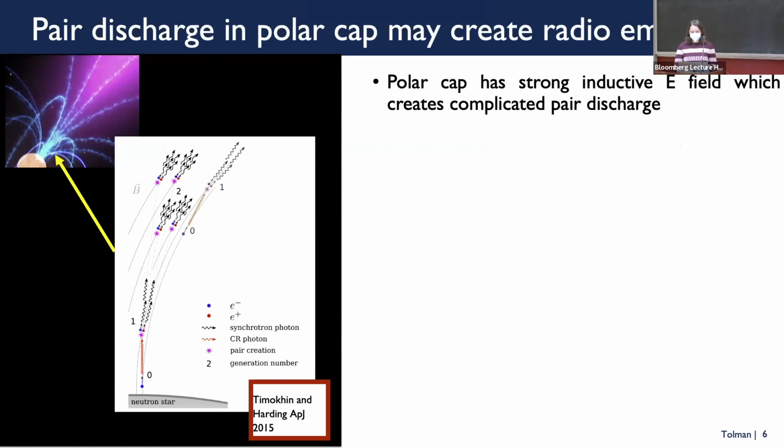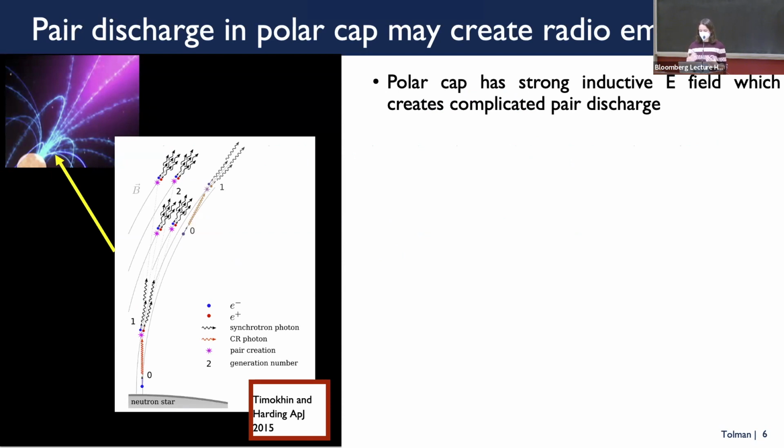All right, so to understand the nature of this radio emission, we have to zoom in on the polar cap region. And if you do that, what you find is actually somewhat complicated. So if I follow the yellow line, you find that in this polar cap of the pulsar, there's a very strong inductive electric field that results from the pulsar's rotation.